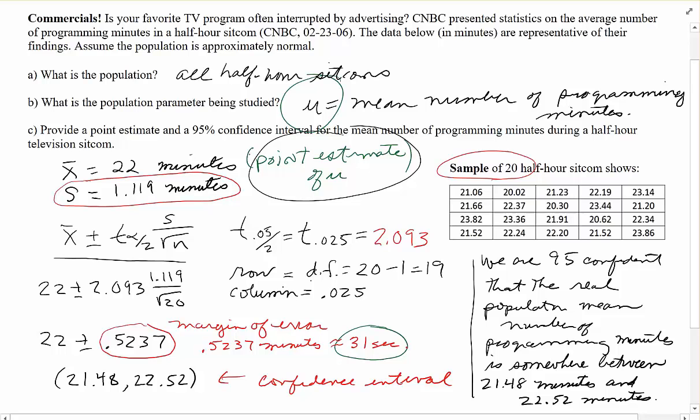Now the question would come in, how far off could I be there? Under 95% confidence or probability, I can say that that value is somewhere within 31 seconds of the real population mean mu, or somewhere between 21.48 minutes and 22.52 minutes.